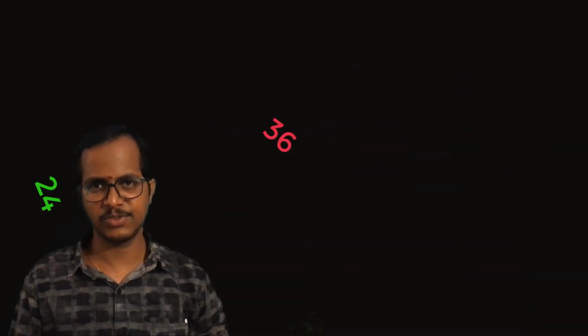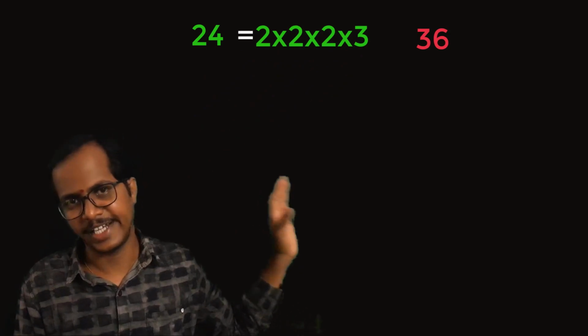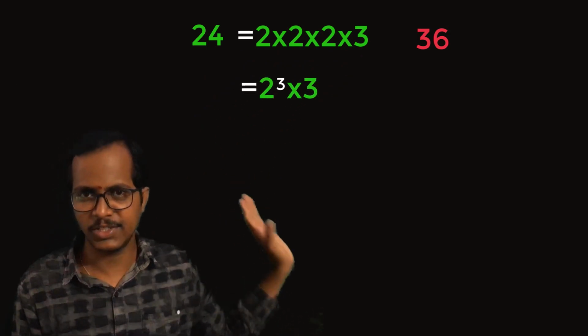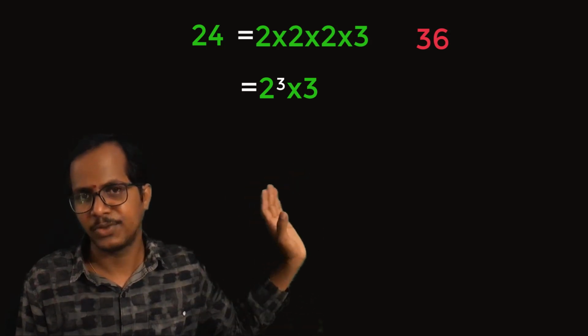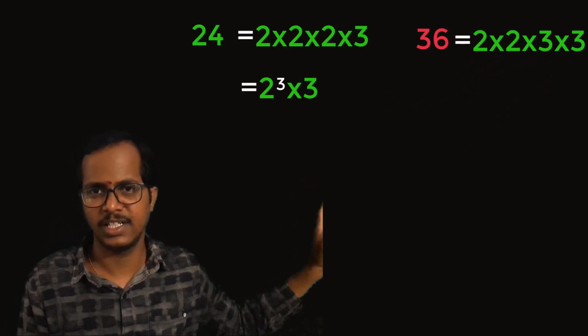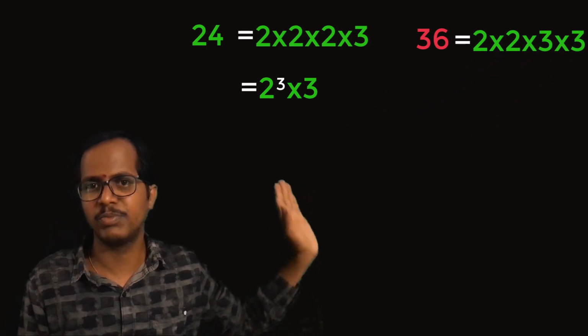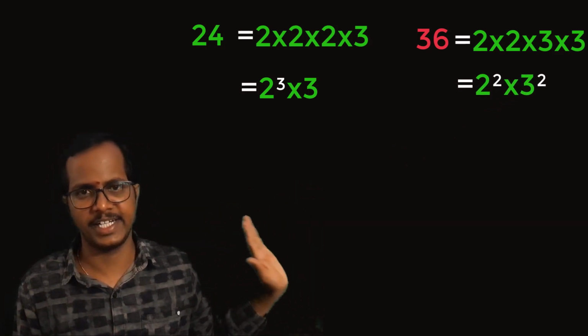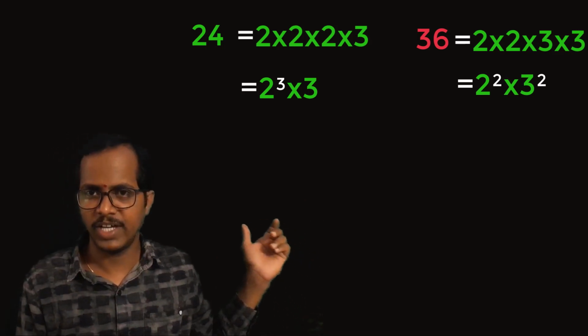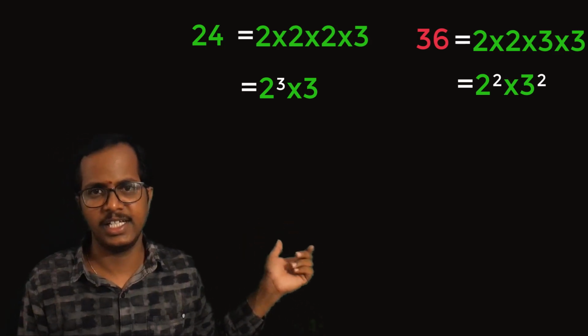So let us consider two numbers, 24 and 36, and let us write the prime factorization of these two numbers. For 24, we get 2 into 2 into 2 into 3, and this can also be written as 2 power 3 into 3 power 1. The prime factorization of 36 is 2 into 2 into 3 into 3, and this can also be written as 2 power 2 into 3 power 2. Now if we observe these two prime factorizations, we have the prime numbers 2 and 3 in common.